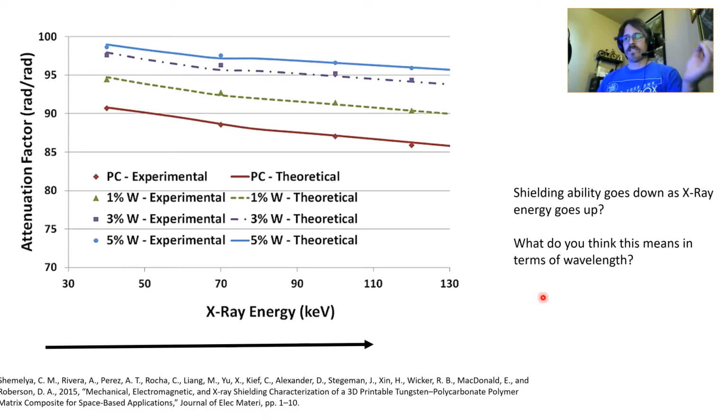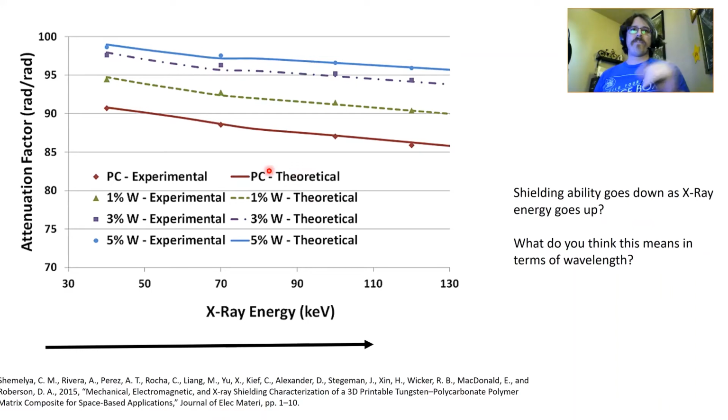Well, as the wavelength gets shorter, the energy goes up. So you have to think of things in terms of that. You'll still get some good shielding. The X-ray energy is higher here, and the wavelength is actually shorter. So think about that. Always remember E equals hc over lambda. And anyway, it was pretty cool.